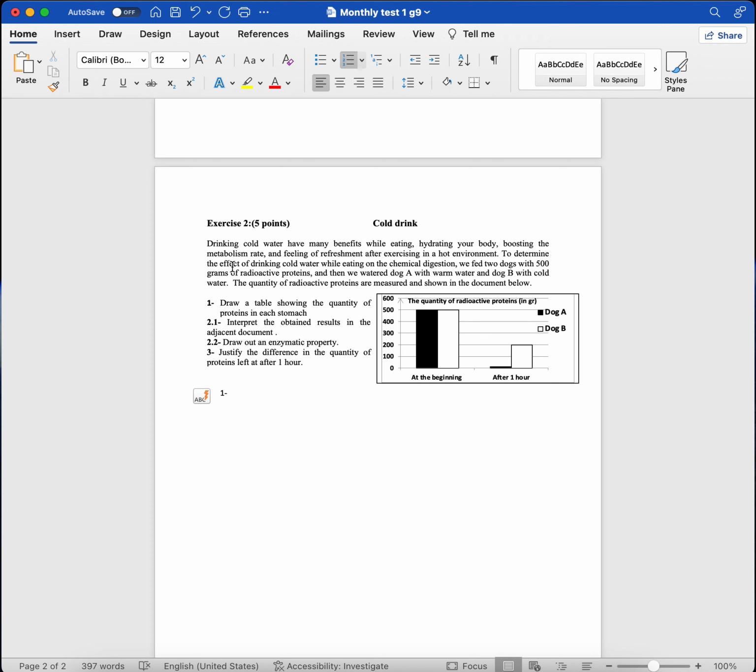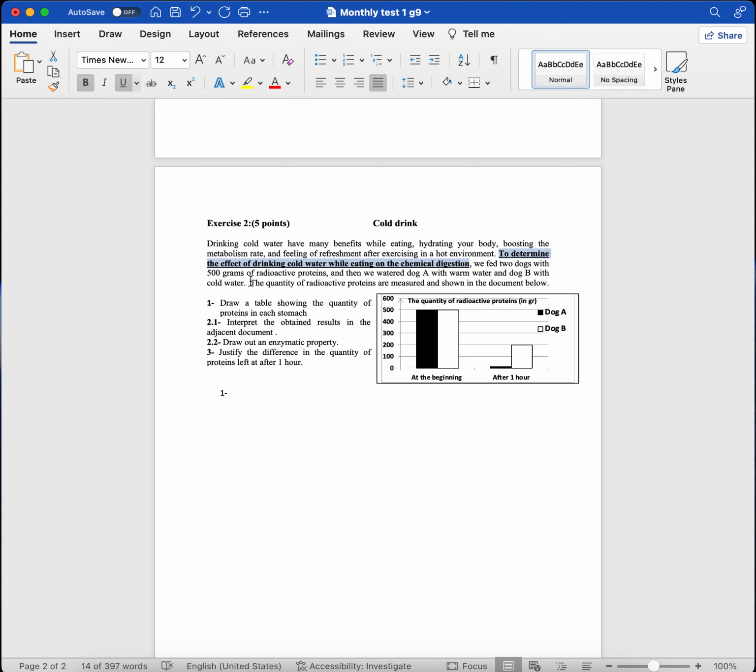To determine the effect of drinking cold water while eating on the chemical digestion, فإذا here this is the objective of this exercise: to study or to determine the effect of drinking cold water while eating on the chemical digestion. So I want to see if after drinking cold water does it have any effect on the chemical digestion or no.